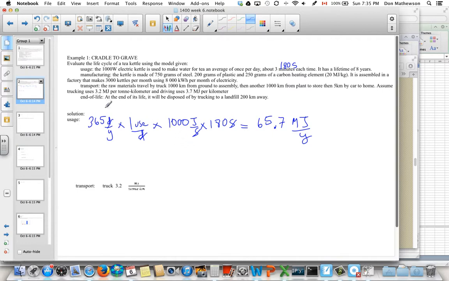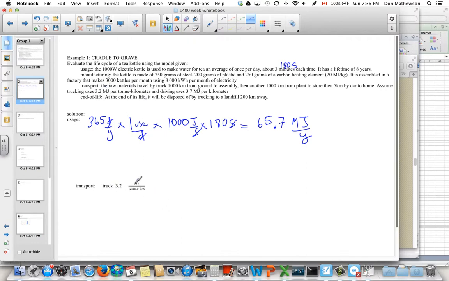Next, we're talking about cradle to grave. We've got to actually make this thing. Transportation is a factor in that. So let's say the raw materials, the steel and the petroleum to make the plastic, and the minerals that we need to dig up to make the heating element, travel about 1,000 kilometers from the ground to the assembly plant, and then another 1,000 kilometers from the assembly plant to the store. And then finally we drive them home 5 kilometers. Now, the cost of truck transportation, as we gave earlier, was 3.2 megajoules per ton kilometer. That's the average value for Canada.